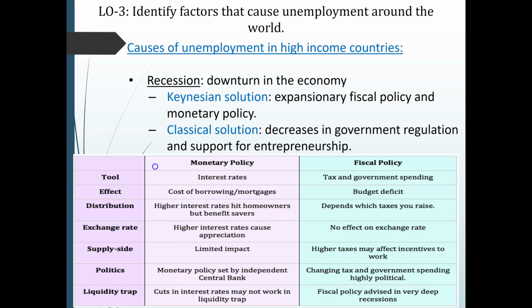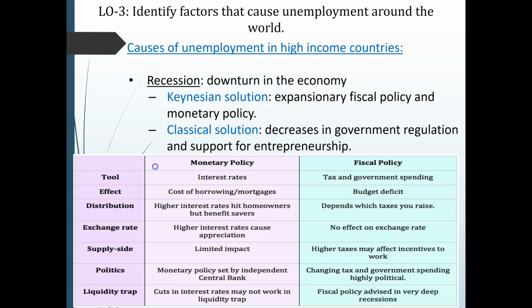In terms of the Fed and the federal government, the Federal Reserve may be changing the interest rates, and the federal government may be choosing to increase spending and therefore do deficit spending or raise the national debt level. Classical solutions talk more about reducing government regulation, supporting entrepreneurship, and growing through new business opportunities, even new products, new industries.